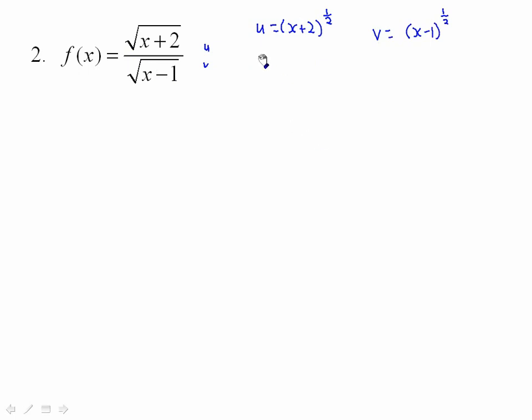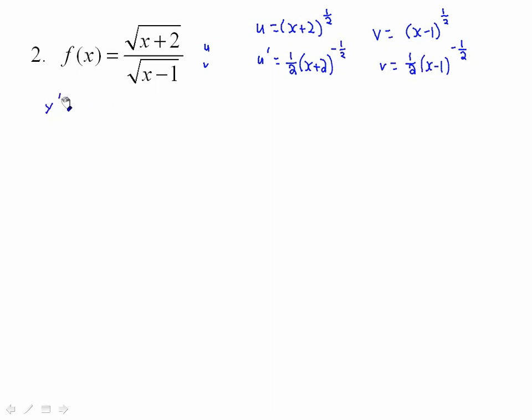So u prime will require the chain rule. It becomes 1/2 times x plus 2 to the negative 1/2 multiplied by 1. I won't bother putting the 1 there. v prime is equal to 1/2 times x minus 1 to the negative 1/2, also times 1. So we got lucky in that the bracket didn't contain a very complex expression.